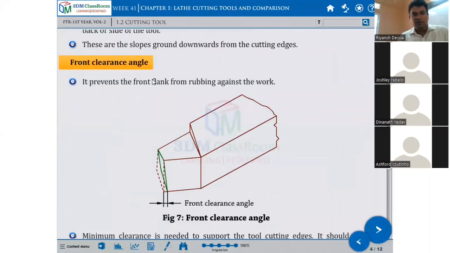Front clearance angle. It prevents the front flank from rubbing against the work. Otherwise, the front face will get rubbed against the work. The front clearance angle is maintained so the point can touch the job. If you maintain both these angles, this single cutting point will be exposed, and once this point is exposed, it will remove the chip from the job.